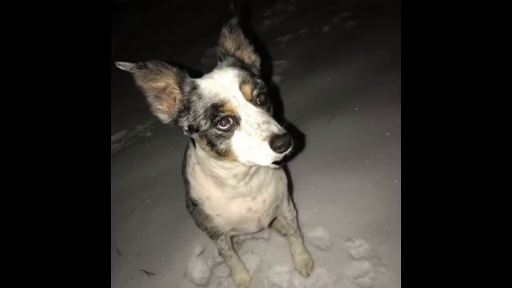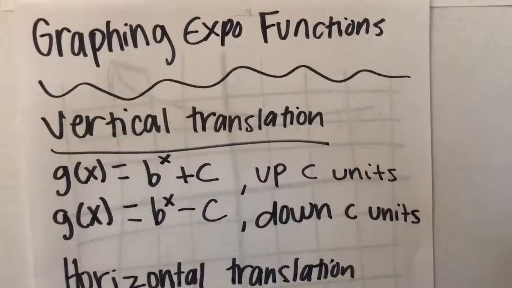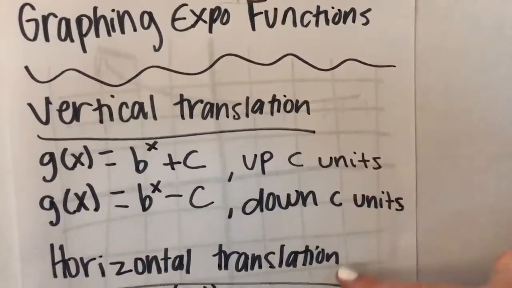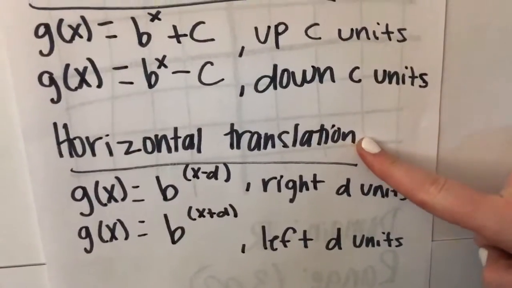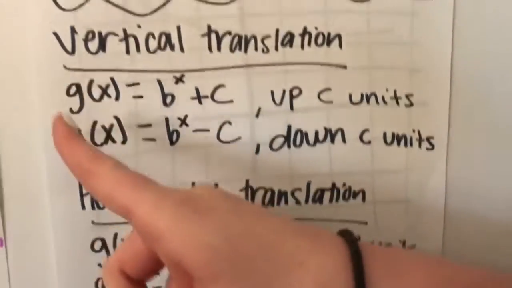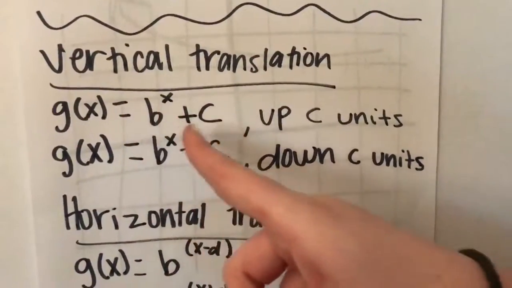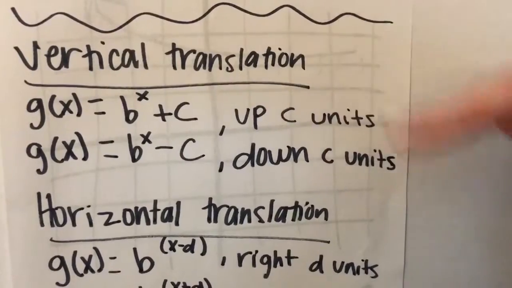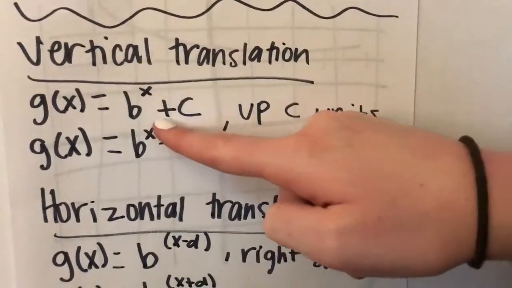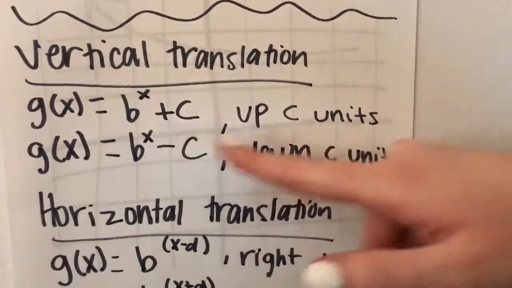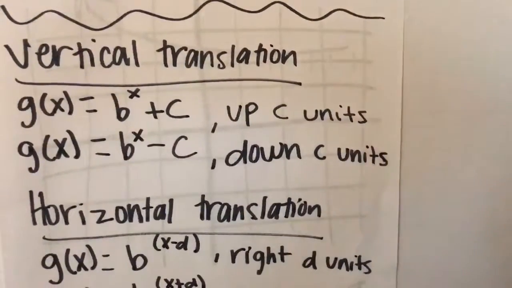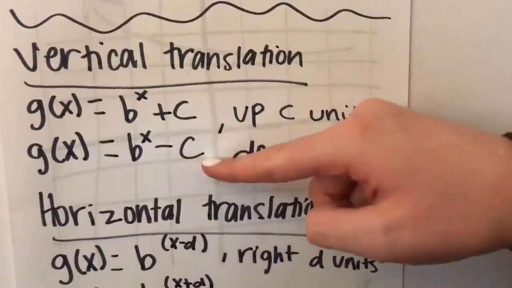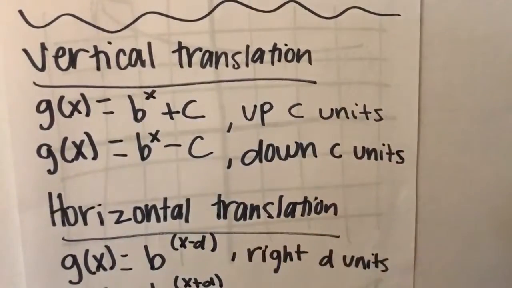Graphing exponential functions. When graphing exponential functions, you're going to have vertical translations and you're going to have horizontal translations. So when you're given the equation g of x equals b to the x plus c, c controls whether you're going up or you're going down. When you have a plus sign next to the c, that shows you that you're going to go up so many times.